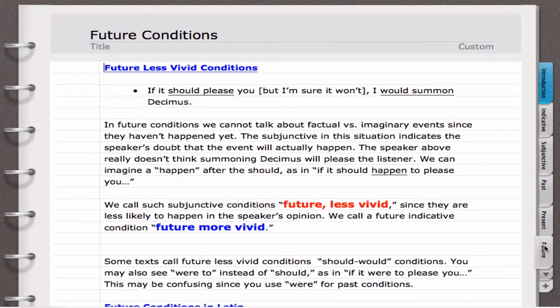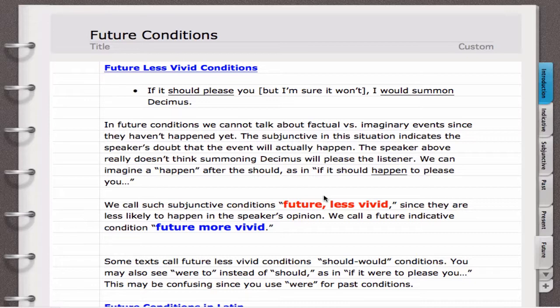These are called future less vivid conditions. An example would be, "If it should please you, but I'm sure it won't, I would summon Decimus." In the future, we can't talk about factual versus imaginary because they haven't happened yet. So what the subjunctive means here is that the speaker doesn't really think that it's going to happen. When I say less vivid, it's less likely, less lively in the mind of the speaker. So when I say "if it should please you," that's where the "but I'm sure it won't" comes in.